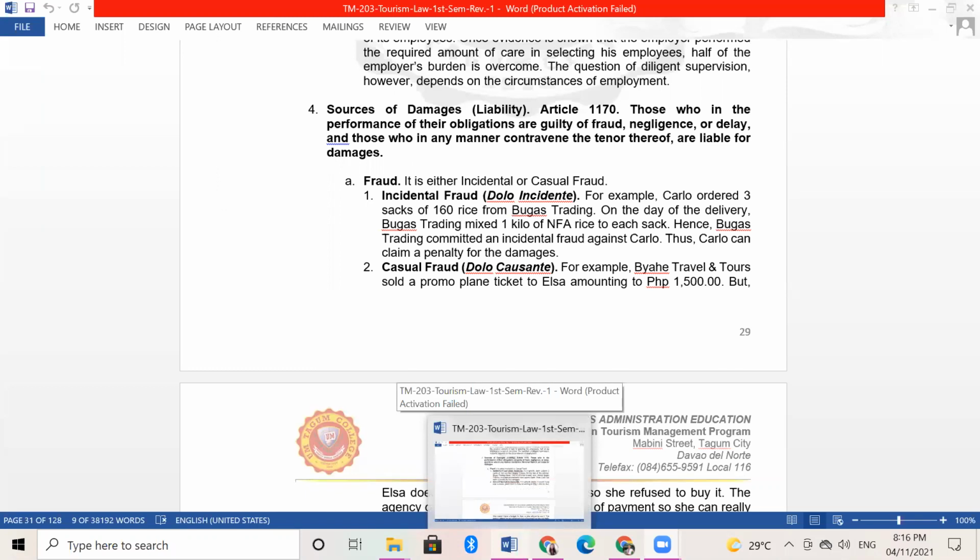For example, Carlo ordered 3 sacks of 160 rice from Bugas Trading. On the day of the delivery, Bugas Trading mixed 1 kilo of NFA rice into each sack. Bugas Trading committed incidental fraud against Carlo.